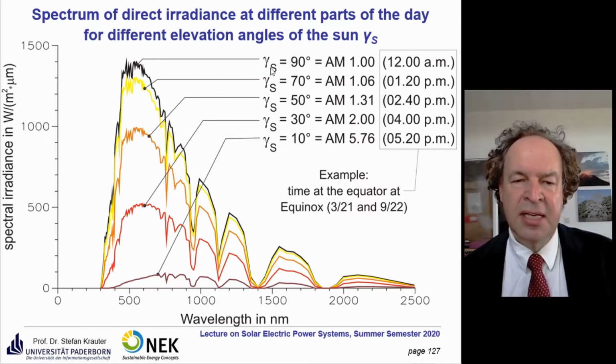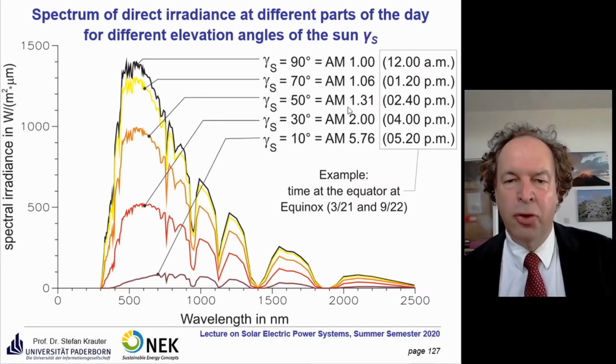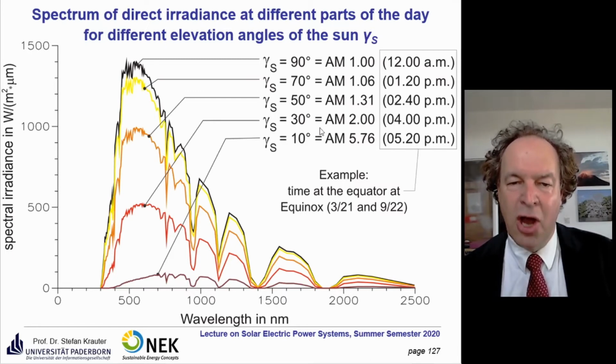And then at midday, you have a perpendicular irradiance. So the elevation angle of the sun is 90 degrees. And then you exactly have AM 1.0 at sea level. If you are on a mountain, sure, it could be even less than AM 1.0. If we go towards the afternoon, for example, at 4 o'clock, you have an elevation angle of 30 degrees. 1 divided by sine of 30 degrees is 2.0, and so you have an AM 2.0.